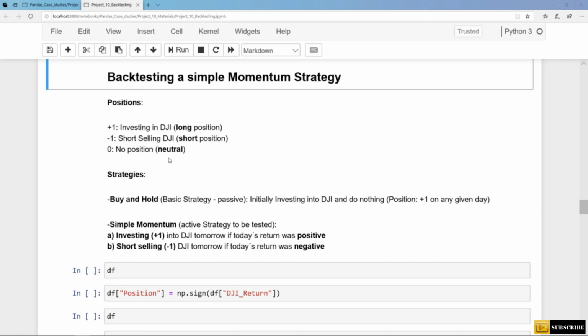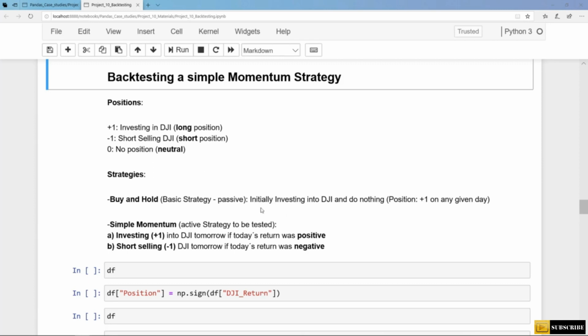Now we want to compare two different strategies and actually backtest an active strategy based on the corresponding passive or basic strategy, to find out whether the active strategy performs better than the passive strategy or not. The basic, passive strategy is called buy and hold. We initially invest into the Dow Jones index and then do nothing. On each and every given day we have the position +1. This is the reason why this is a passive strategy: we do not take any actions or decisions once we have invested into the Dow Jones index.